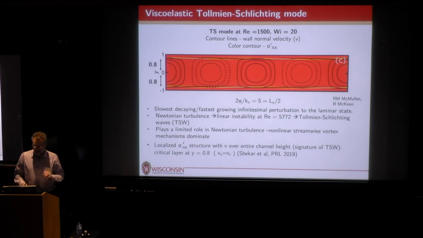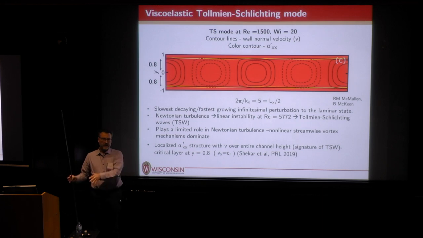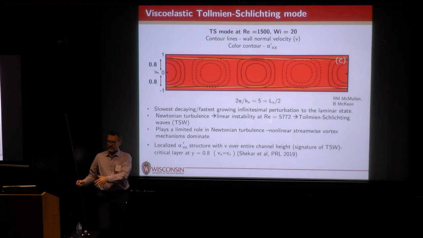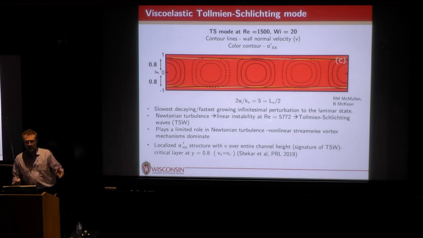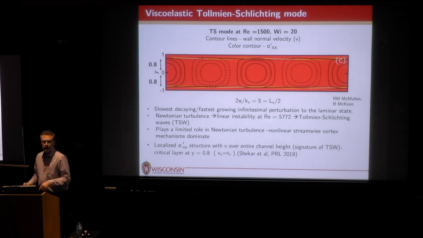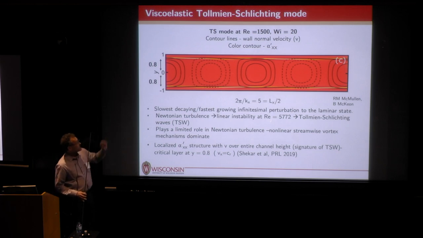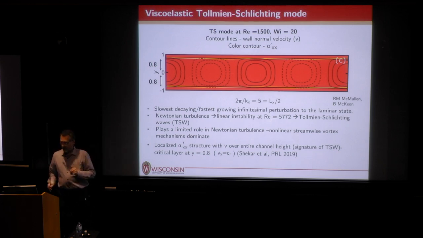All right. Now, Tollmien-Schlichting waves in Newtonian turbulence don't play a big role. They don't show up, they don't bifurcate, until Reynolds number of 5772. Channel flow is turbulent by Reynolds number of 1,000. TS waves are two-dimensional. Newtonian turbulence is three-dimensional, dominated by streamwise vortices. All right. But this is looking very much like what we are seeing in this elasto-inertial regime.